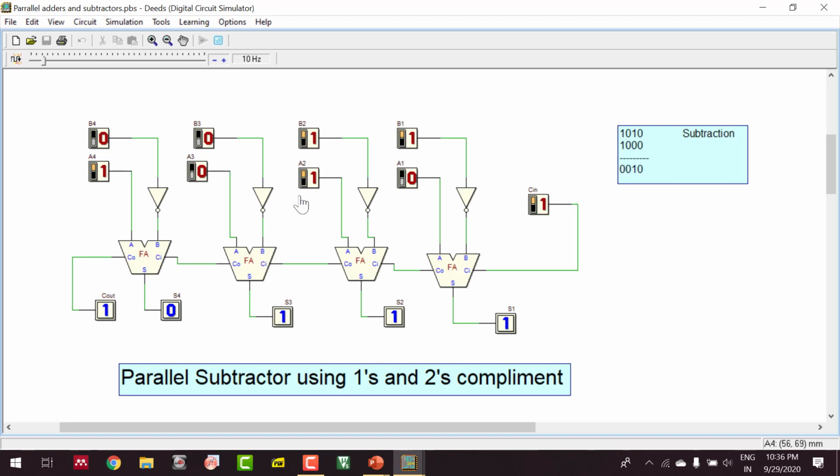Suppose I make it 7 minus 10. Let's take my B as 1010, and I make C in 1. So whatever the result, I am going to get it. If you make it 7 minus 10, that means minus 3, so minus 3 will appear in the 2's complement form. If you look here, you have taken C in as 1. That means if you look at the last bit of the result, your last bit is 1. That means the result is a negative number, and you have to convert it back into the 2's complement form.